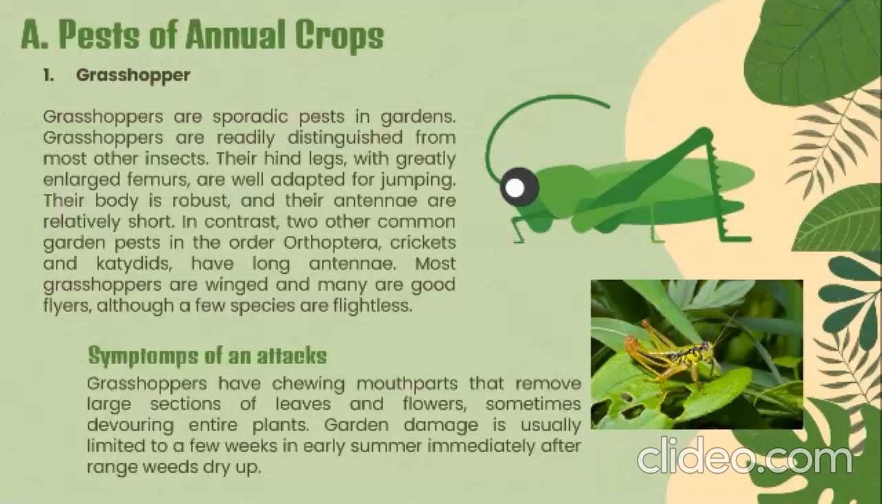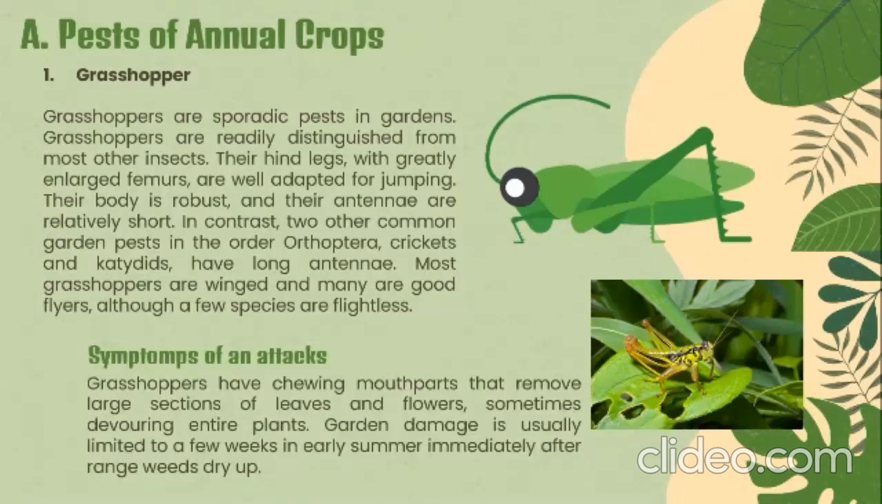Grasshoppers are sporadic pests in gardens. Grasshoppers are readily distinguished from most other insects; their hind legs with greatly enlarged femur are well adapted for jumping. Their body is robust and their antennae are relatively short, in contrast to other common garden pests of the order Orthoptera. Crickets and katydids have long antennae.